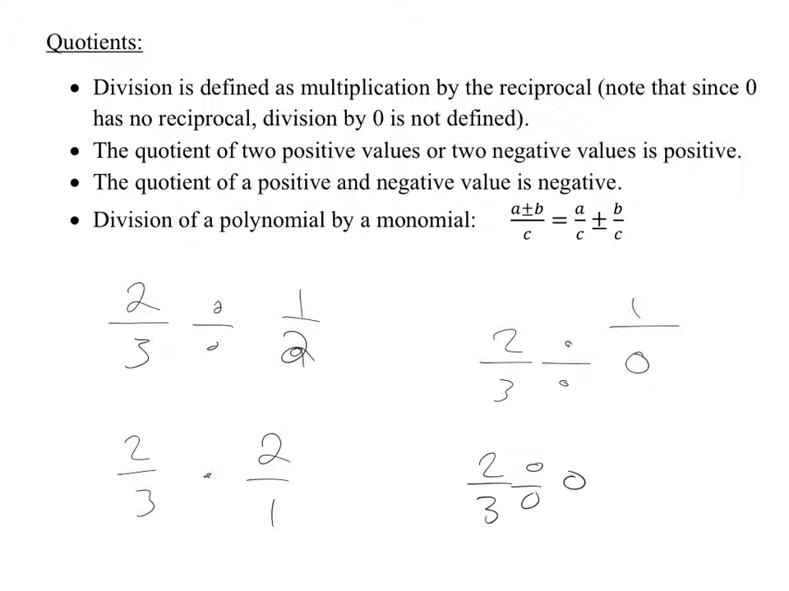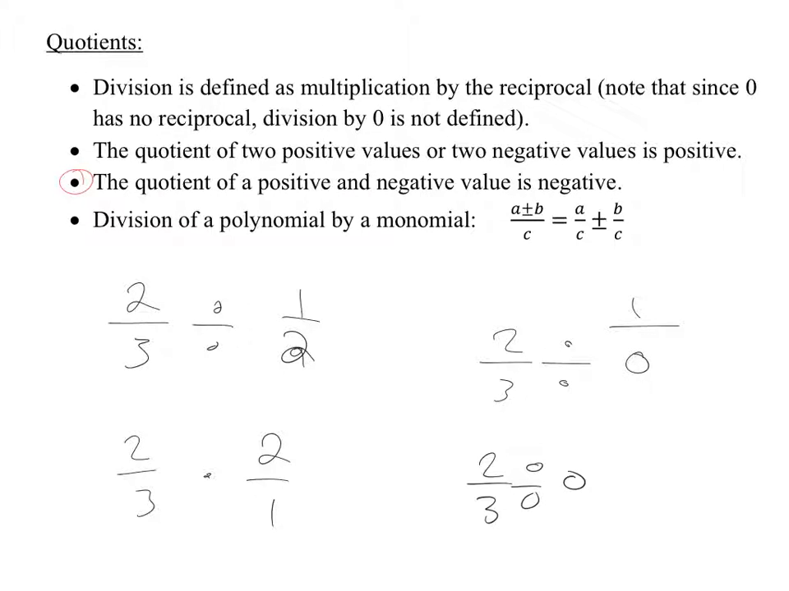The second one, Kate, the second bullet point. The quotient of two positive values or two negative values is positive. The exact same rule as multiplication. Mr. Brown, third one. The quotient of a positive and negative value is negative. Again, the same rule as multiplication, no different. And finally, the last one, back to Max.